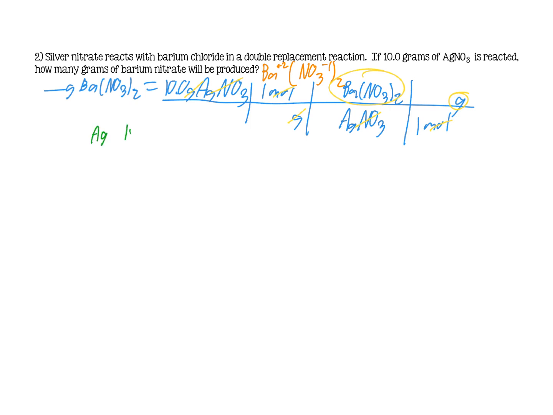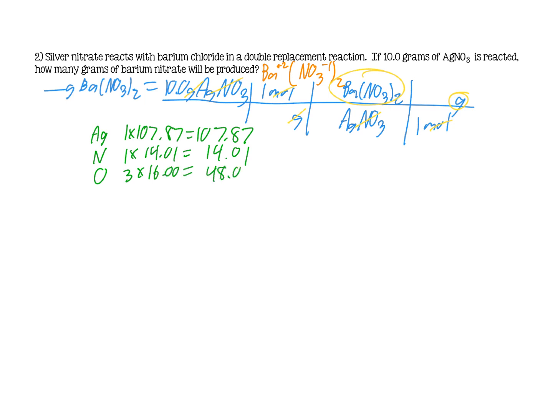In silver nitrate, there is 1 silver with a mass of 107.87 for a total of 107.87. There is 1 nitrogen with a mass of 14.01 for a total of 14.01. And finally, there are 3 oxygens with a mass of 16 for a total of 48.00. Now add all the elements together to get a molar mass of 169.88 grams per mole for silver nitrate and plug this into our setup. Now, 1 barium has a mass of 137.33.